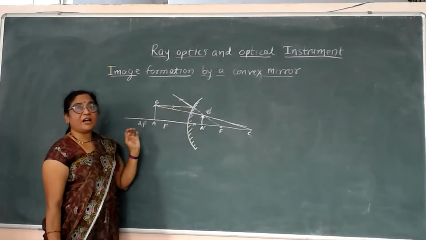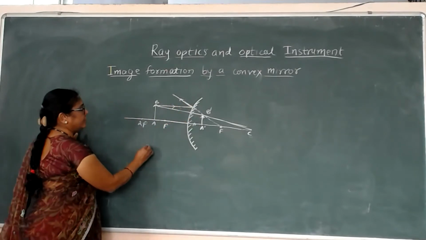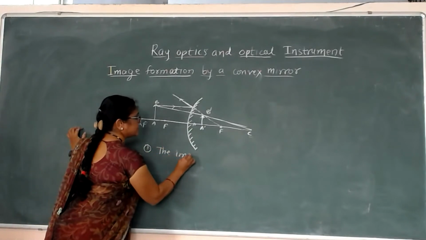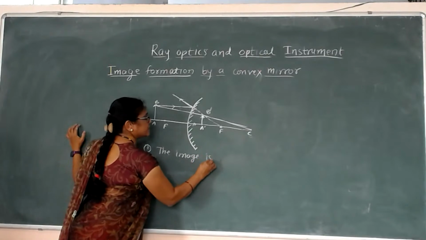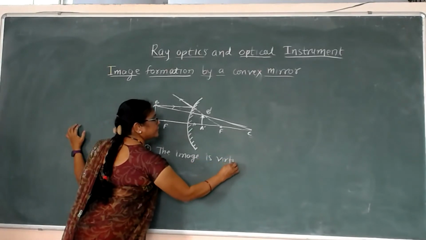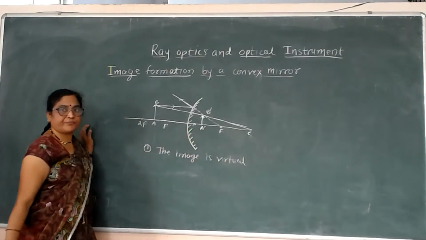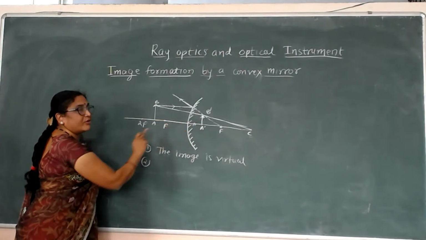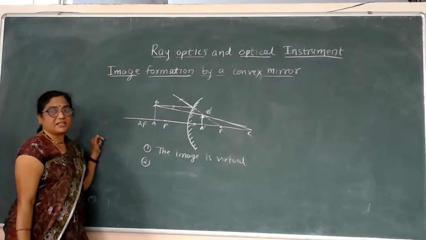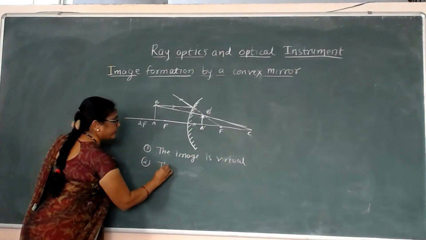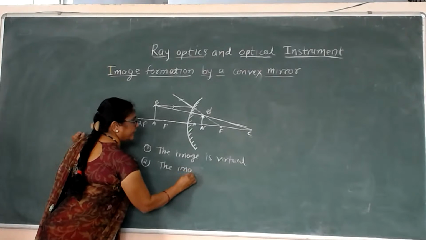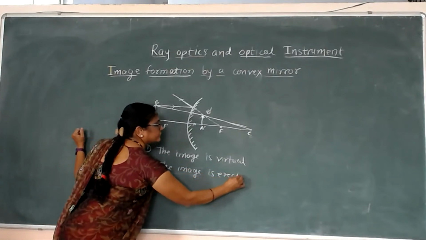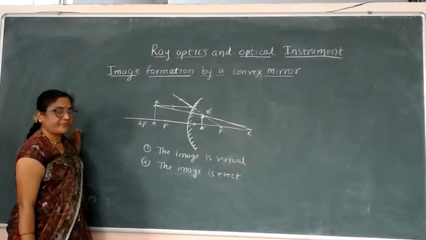When we explain this image formation, the first point is that the image is virtual. The second point: the image is erect. What is the meaning of erect? As it is. So the image is erect.